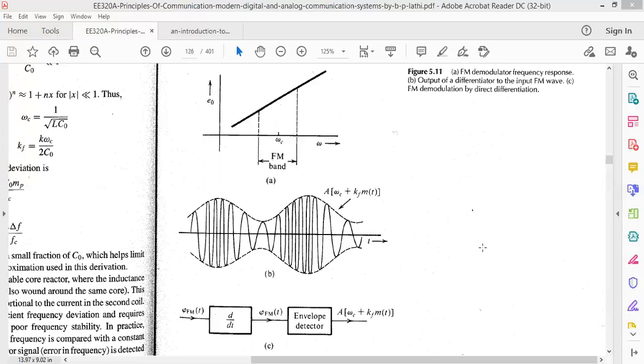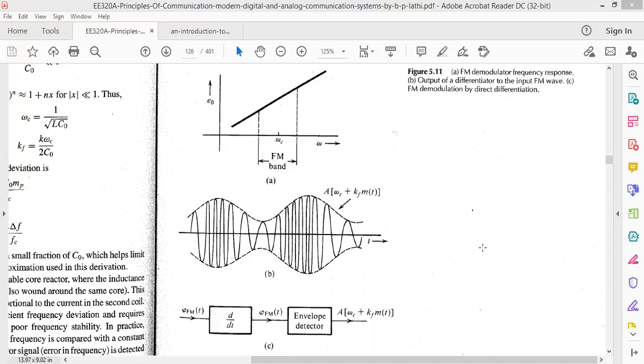DEL means D for differentiator, E for envelope detector, and L for low pass filter or baseband filter. So these are the main blocks through which we can obtain our message signal back from the FM modulated signal.